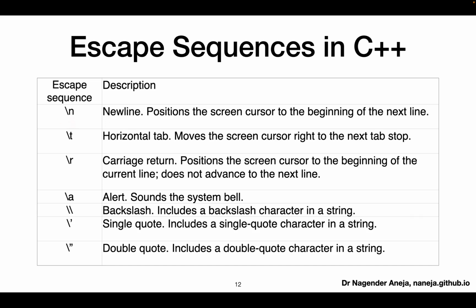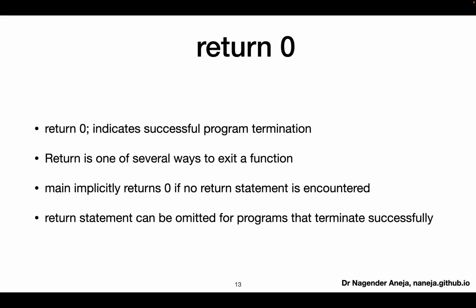So we have \n for the new line, \t for the horizontal tab, \r for carriage return, \a for the alert symbol, and if we want to include a slash in the string, then we use the backslash. If we want single quotes as a part of the string, we use backslash single quote, and similarly backslash double quote.